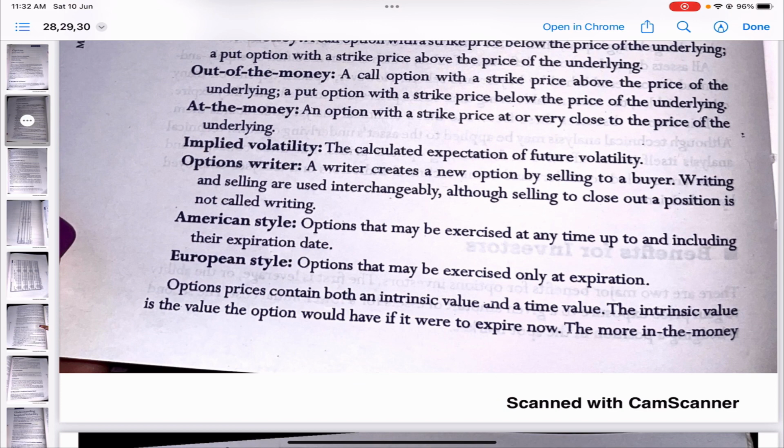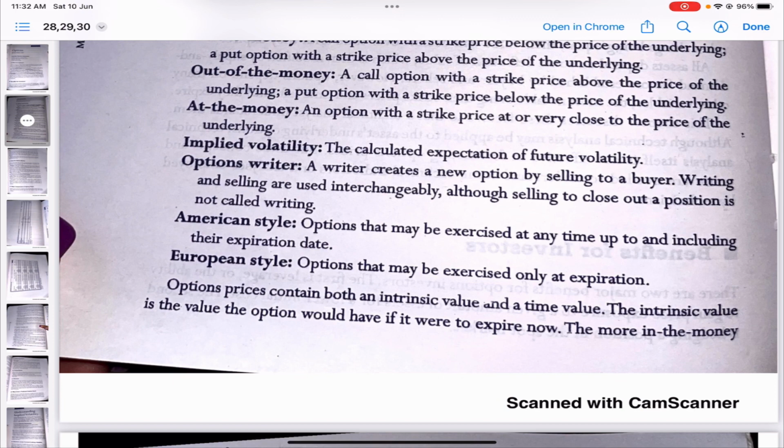So our options, I'm talking about India, may be exercised only at the expiration. You cannot exercise it before the expiration, right? So that is why those are the European options.